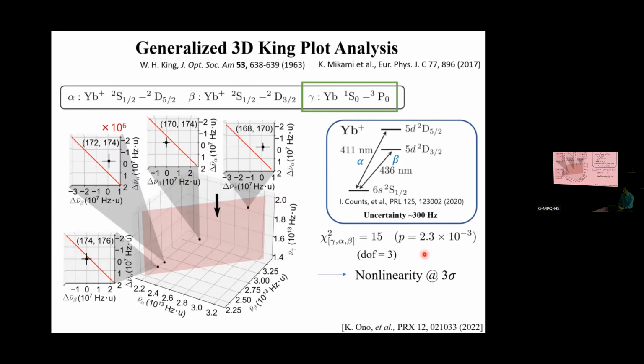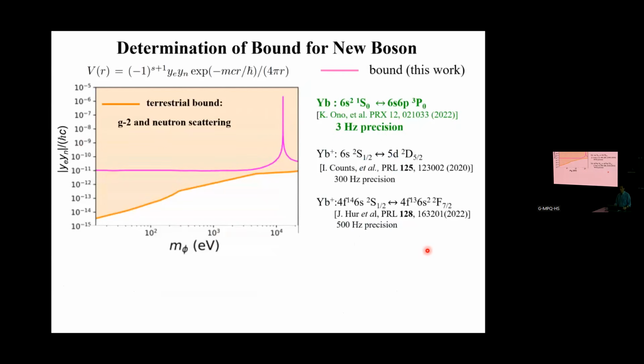But we consider one more higher order field shift, known as the quadratic field shift, as the main cause of the observed nonlinearity. And within the uncertainty, we set the upper bound of the new particle. This is the result of the determination of the upper bound for the new boson obtained in such a way. Here we plot the coupling constant as a function of the mass of the new particle.